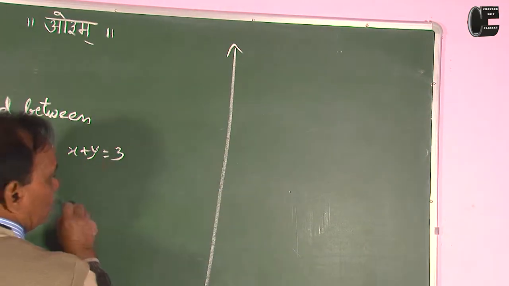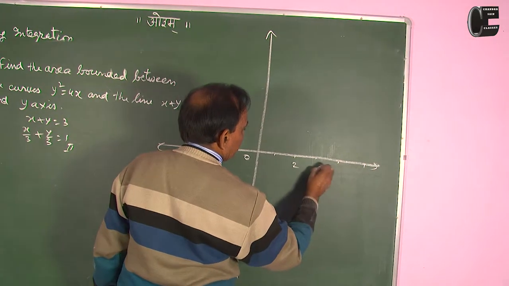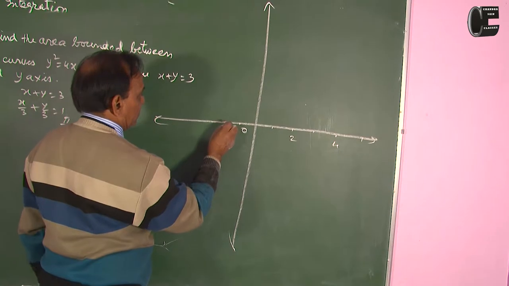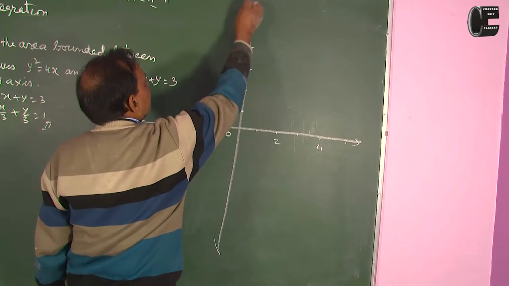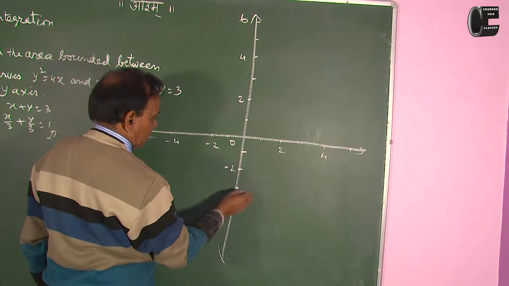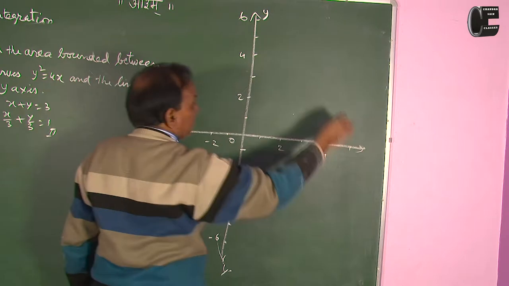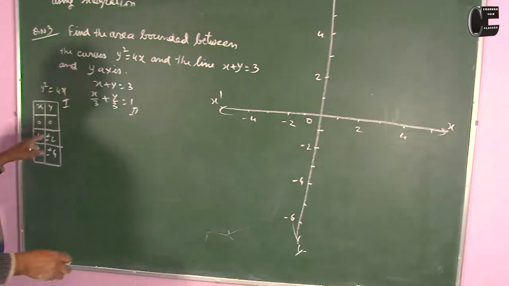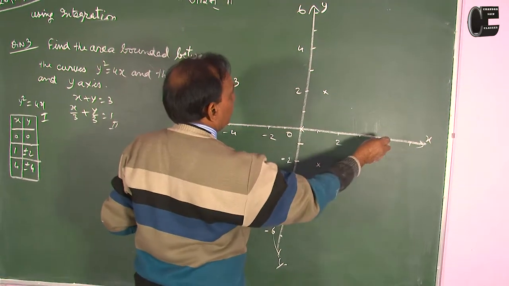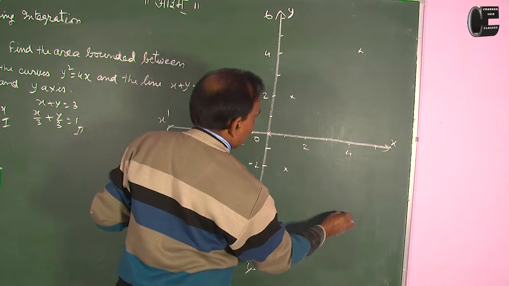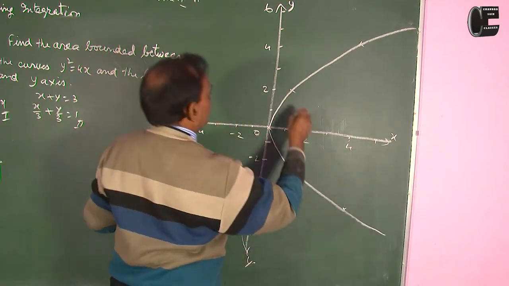Prepare, we are going to trace the curve. 1, 2, 3, 4, and this is 5. Minus 1, minus 2, minus 3, minus 4. 1, 2, 3, 4, 5, and 6. Minus 1, minus 2, minus 3, minus 4, minus 5, minus 6. This is the y-axis, this is the x-axis. At 0, 0 for the parabola, at 1 it is 2, and at 1 it is minus 2. At 4 it is plus 4, and at 4 it is minus 4. Therefore, this will be our parabola. This is symmetrical about the x-axis, that is a right-handed parabola.